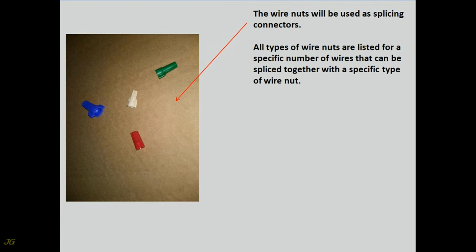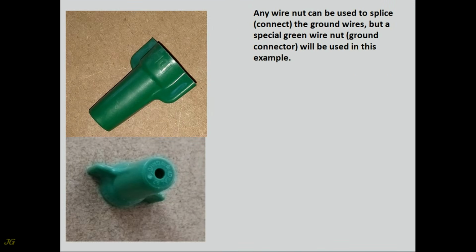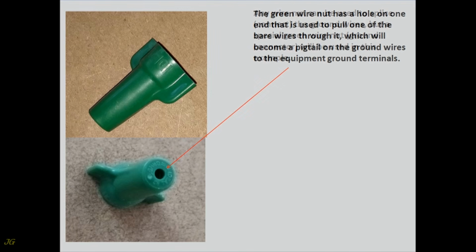All types of wire nuts are listed for a specific number of wires that can be spliced together with a specific type of wire nut. Any wire nut can be used to splice, connect, the ground wires, but a special green wire nut, ground connector, will be used in this example. The green wire nut has a hole on one end that is used to pull one of the bare wires through it, which will become a pigtail on the ground wires to the equipment ground terminals.